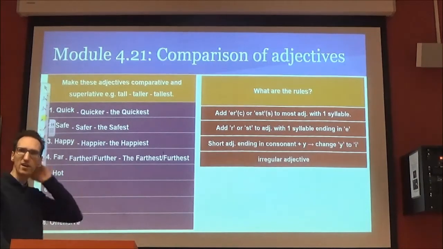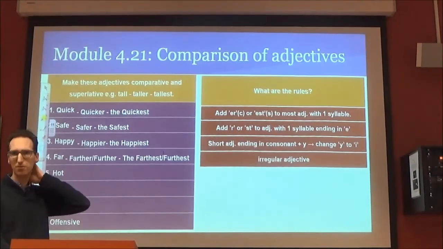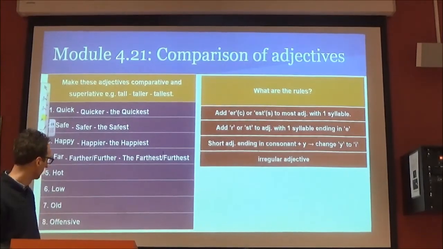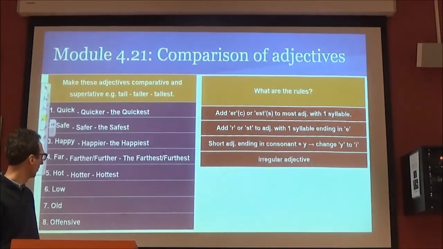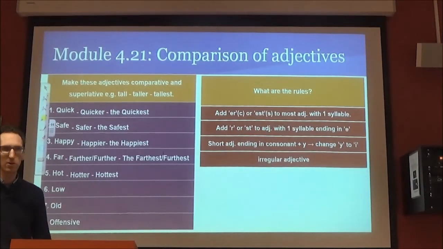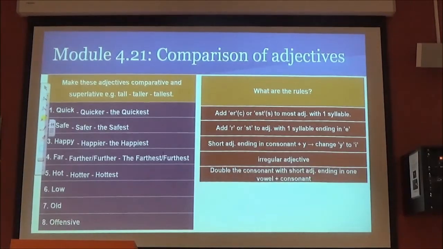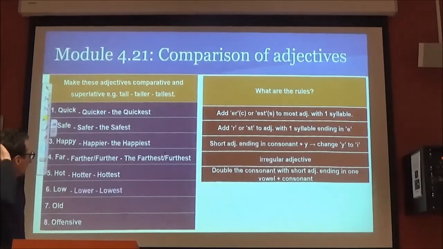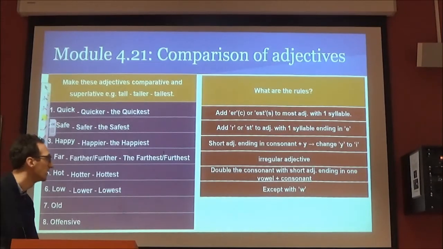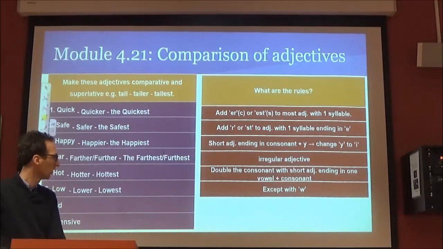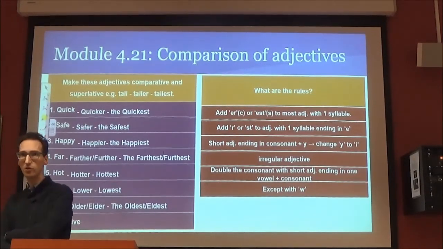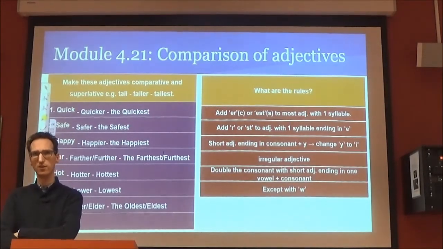This is what we call an irregular adjective. This follows a different set of rules. Can we wait for a few more minutes? We're almost done. Hot, hotter, hottest. Remember here, you add an extra T, otherwise it becomes hoter. Low, lower, lowest, nothing strange about that. Old, older, oldest, or old, elder, eldest. There's no difference in meaning between elder and older.